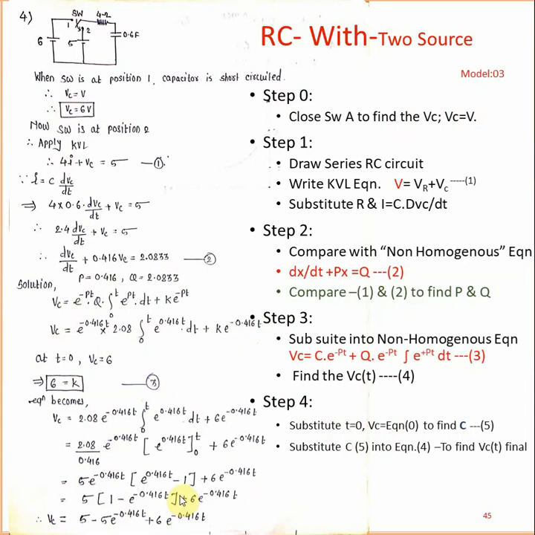So what is the difference? Previously in the RL circuit we had I, here is a VC. RL circuit means I is there, here in the RC circuit it means VC. Then that VC value you need to substitute. That's all.